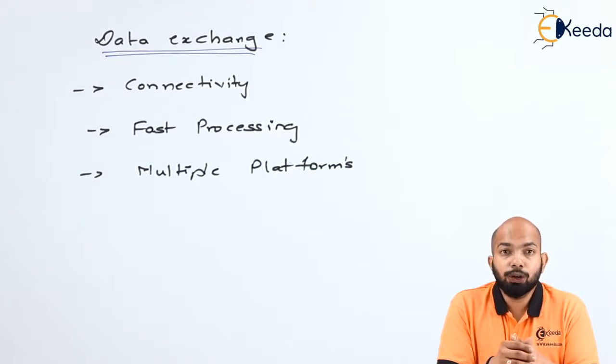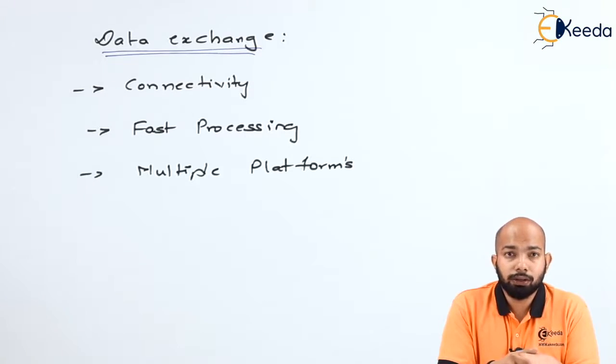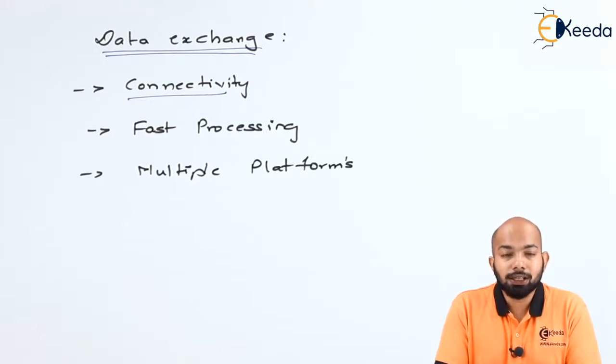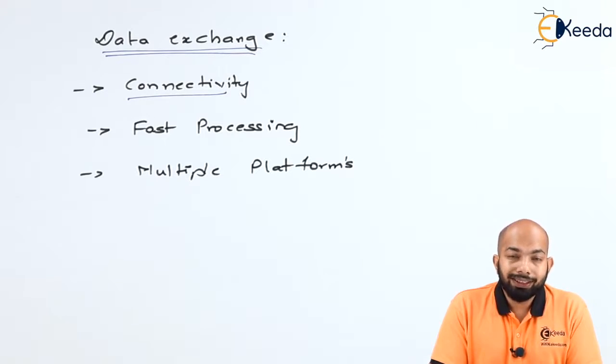Let's understand the three basic points that have been mentioned down here. Let's go through the first one first. When we talk about data exchange, that means we're talking about connectivity. Connectivity can be via different systems. If you take an example of your phone, the data that is stored in your phone can be shared via different ways.